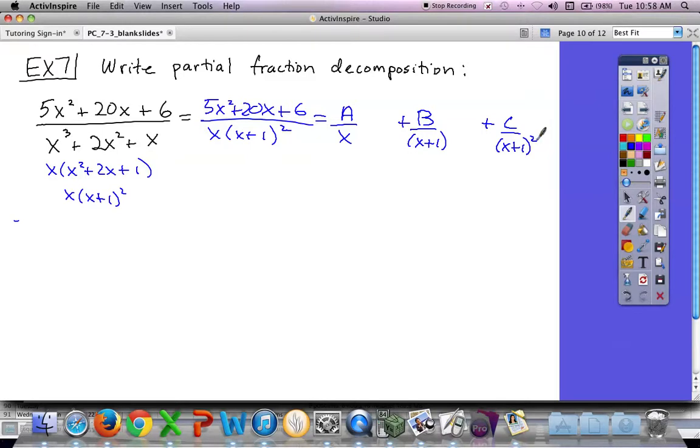When you have a factor which is there more than once, then it's going to lead to more than one partial fraction. So, yes, it has to be squared. It has to be squared, okay? So now, what's the common denominator? The common denominator is this. What's the first partial fraction missing that the common denominator has? It's missing the (x plus 1) squared.